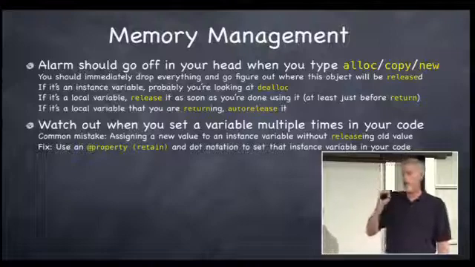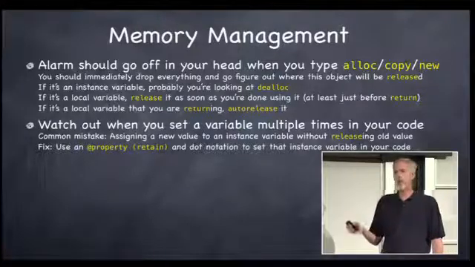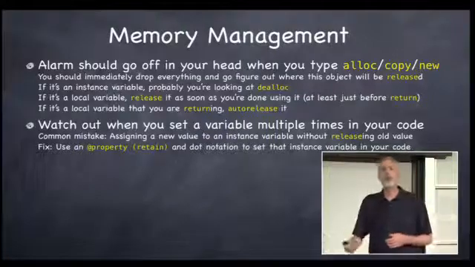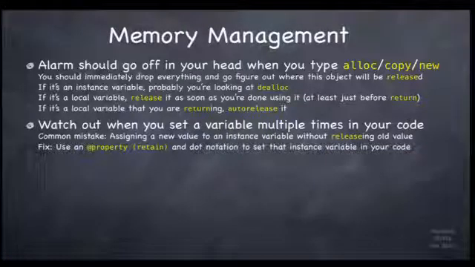Watch out for the case where you set a variable multiple times in your code. Like you might have an instance variable and it has a certain value and then someone sets it to a new value. When they set it to the new value, if it's an object that got alloced or you retained, you've got to release the old value before you retain the new value or do the new alloc. The best way to fix this mistake or to make this not happen is to use @property retain. Because if you have a property for that instance variable and you use the dot notation to set it, when you do the @synthesize for the property, it'll automatically release the old version and retain the new version. So that's a great thing about @property retain.